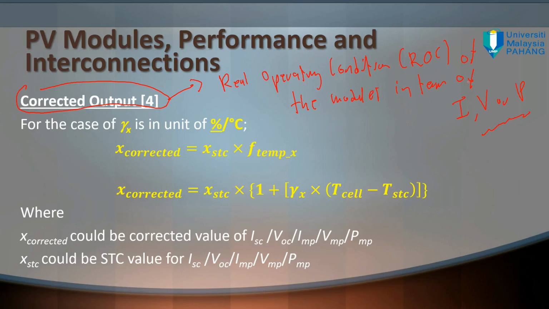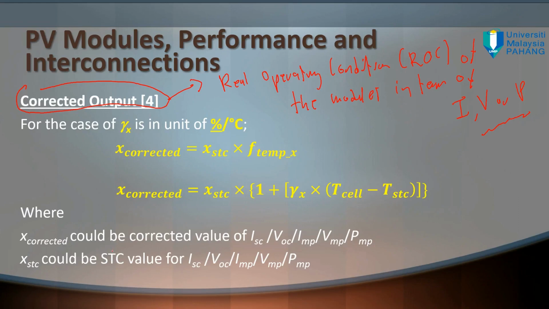Okay, so the question will ask you what is the real operating condition for the module, what is the real operating condition of the module for the short circuit current, open circuit voltage and the maximum power of the module, for example. That's the value of the real operating condition. So this is the value that we are going to calculate. Or what is the corrected output for the PMP, VOC and ISC, for example. This kind of value.